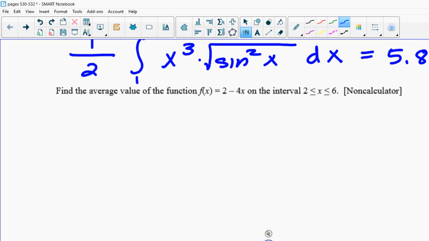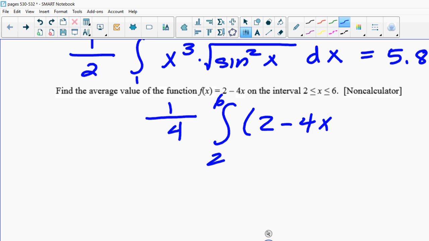Okay, this is a non-calc. Now what we're going to do is we're just going to set it up and we're going to move on, okay? How do we write the equation to find the average value of this function on this interval? 1 over 6 minus 2, which is 4, times the integral from 2 to 6 of 2 minus 4x dx. You guys can all do that integral. No issues there. You should get negative 14.